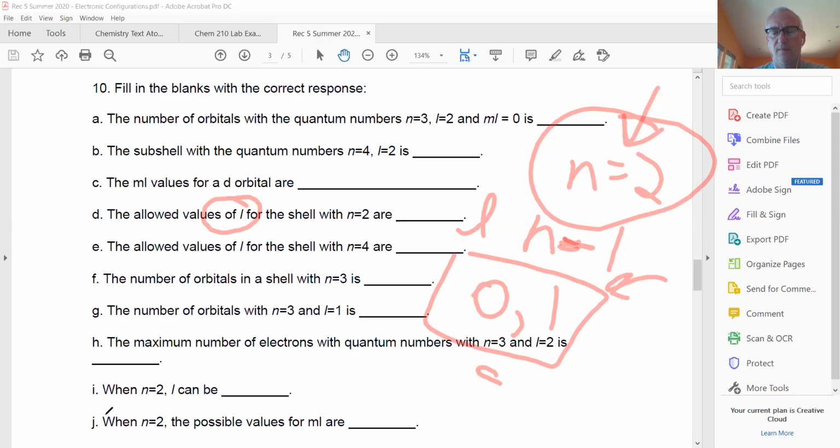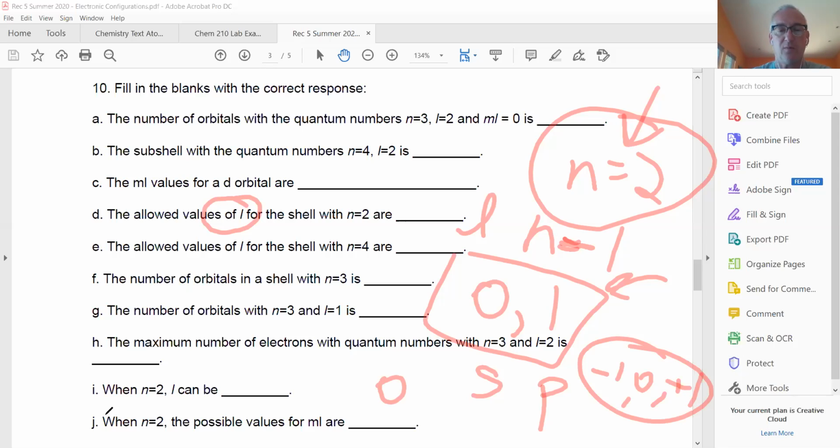S and P. It goes S, P, D, F. So S only has, as far as orbitals, only 0, and P has -1, 0, plus 1. So the allowed values for M sub L would be these 3. The allowed values for L would just be 0 and 1. Okay.